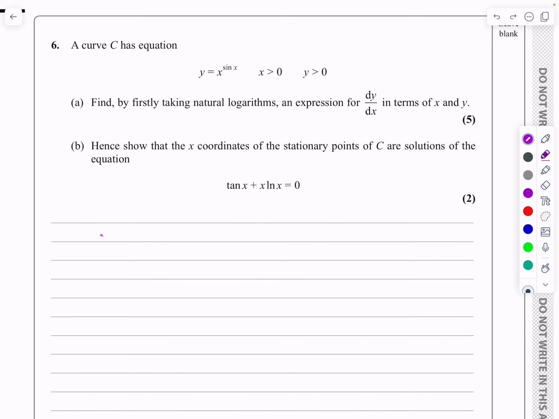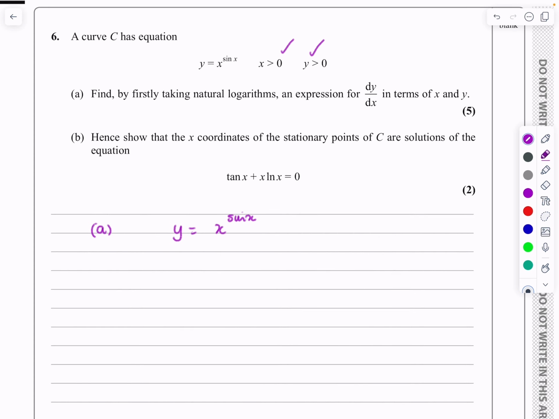For part A, it says y is equal to x to the power of sine x, where x is greater than 0 and y is greater than 0. Don't lose out on those two while you're panicking about the fact that you've never seen x to the power sine x before, I would imagine. No idea what the curve's going to look like. But that's okay. Let's see whether we can follow the examiner's instructions through and see how difficult this works out to be.